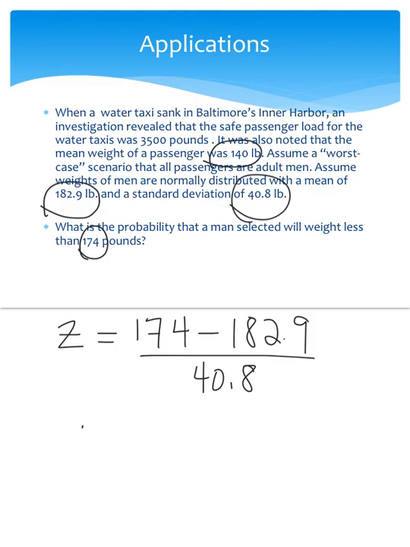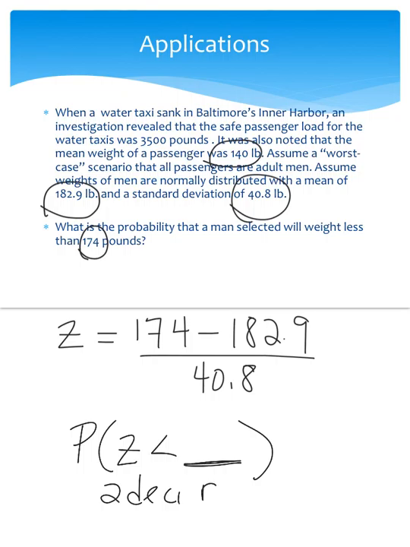So you're trying to find the probability that z is less than whatever value you've just entered to the right. So you can either use your table to look that up or use your graphing calculator using the normal CDF function. When you have that, go ahead and enter that probability as a decimal rounded to 2 decimal places to the right.